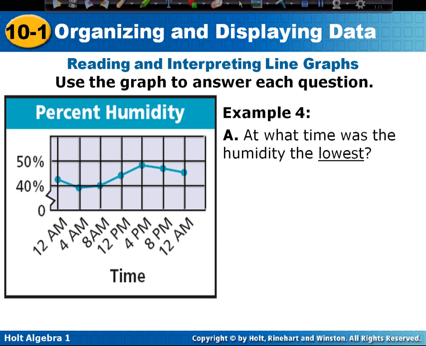All right, example number 4 is reading and interpreting line graphs. It says use the graph to answer each question. At what time was the humidity the lowest? So you're going to write the word lowest there in the blank on your paper.